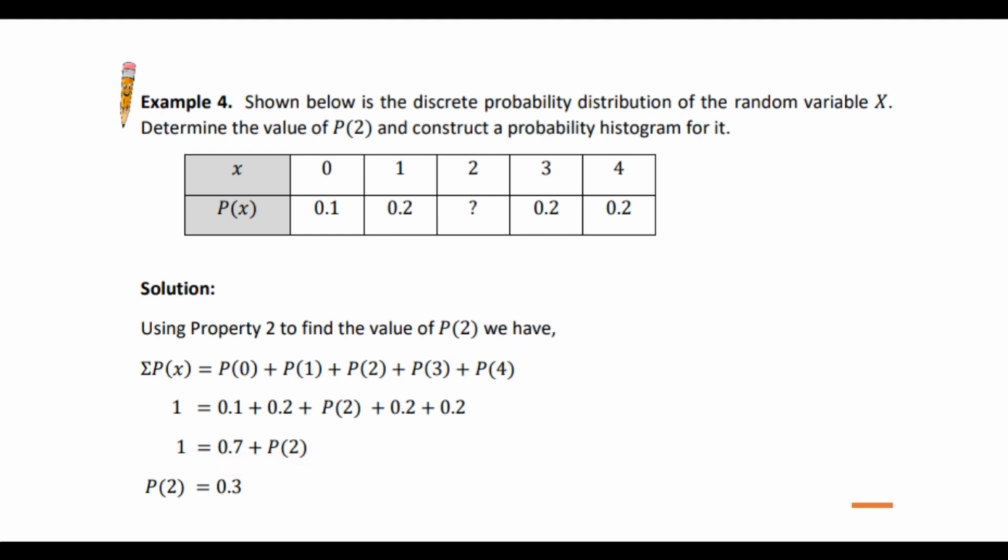And then, to solve for P of 2, just simply transpose or subtract 0.7 from 1, and that is now 0.3. So therefore, P of 2 is 0.3.